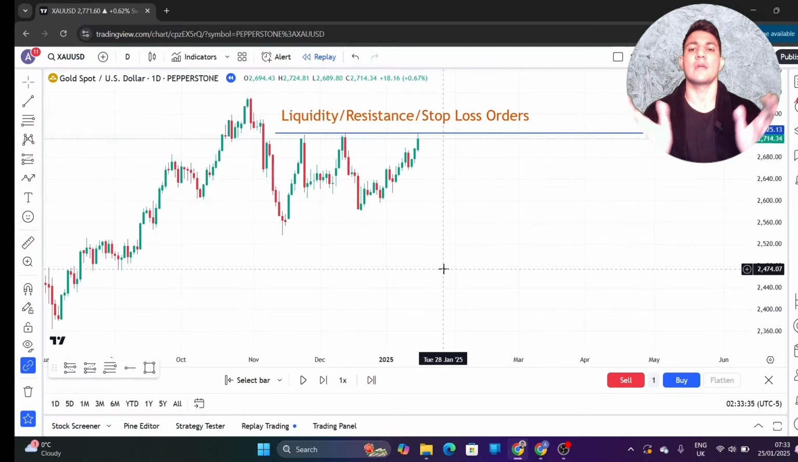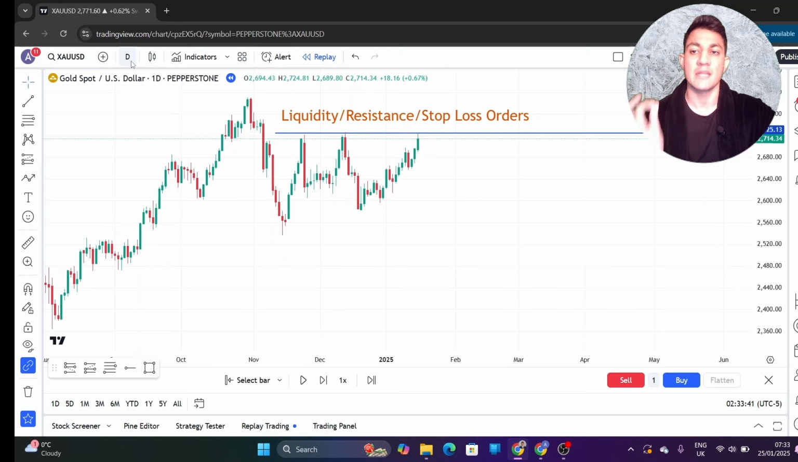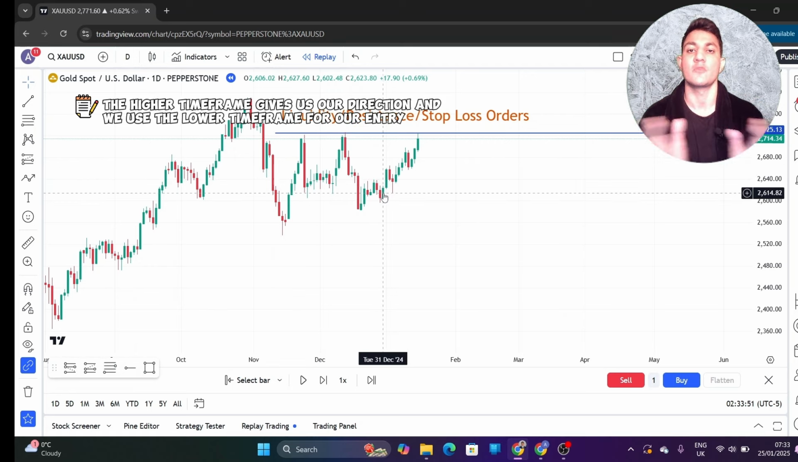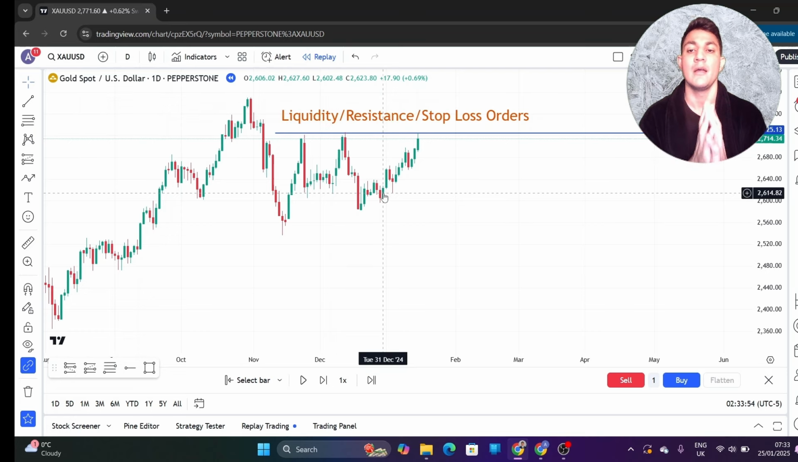Okay, so we're on gold, and this works on all markets, by the way. Any financial market, liquidity works on. We're on the daily chart, and to do any sort of liquidity analysis, we need one higher time frame and then one lower time frame to enter on. That's it. The higher time frame gives us our direction. The lower time frame we use for entry. It's that simple, right? And you don't need to use the weekly, daily, 4-hour, hourly chart, all of them combined. You just need to use one time frame.